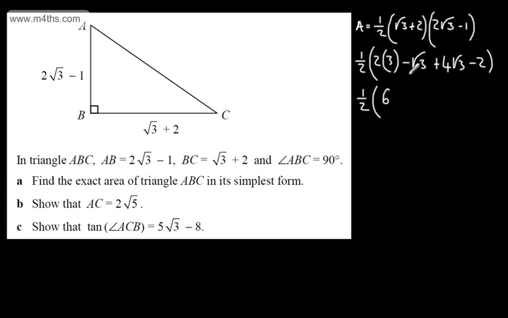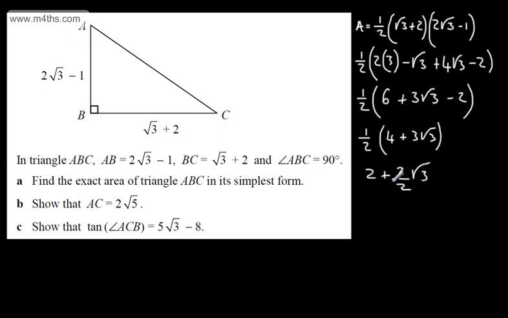We've got 6, plus now 3 lots of root 3 minus the 2. And I can write this now as 1/2. You don't need to do all these steps. 1/2, and then we're going to have on here plus 3 root 3. So we can write that this is going to be 2 plus 3 over 2 root 3. So that's one way it can be written, and that will be units squared. So square units or unit squared. So that's one way that you could do that question.